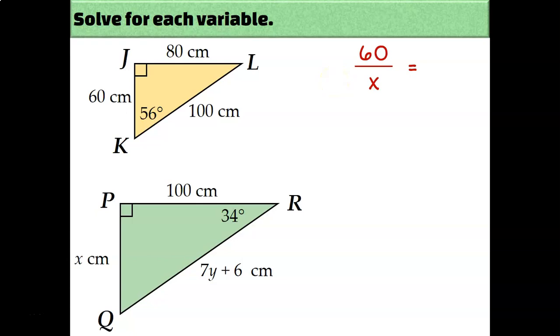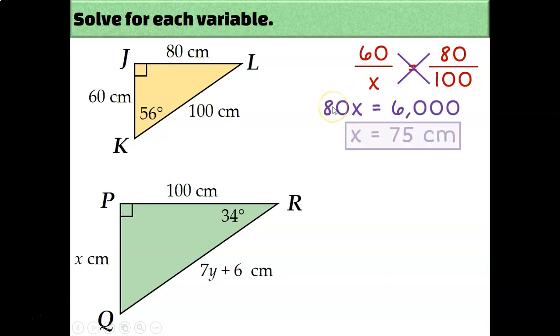But I need to be sure to use a ratio that's complete, that I know both parts of. In other words, I don't want to use side QR for this because I don't know how long QR is. All I know is that it's 7y plus 6 centimeters. So instead, I want to use PR, and PR corresponds to JL. So I'm going to use 80 over 100 for the second half of my proportion. Then I can cross multiply and solve. So x must be 75 centimeters.